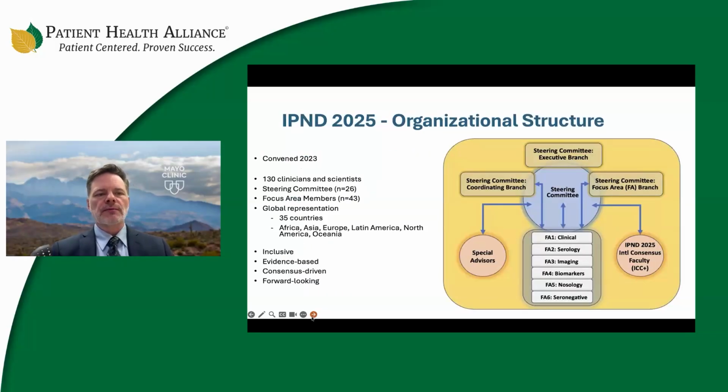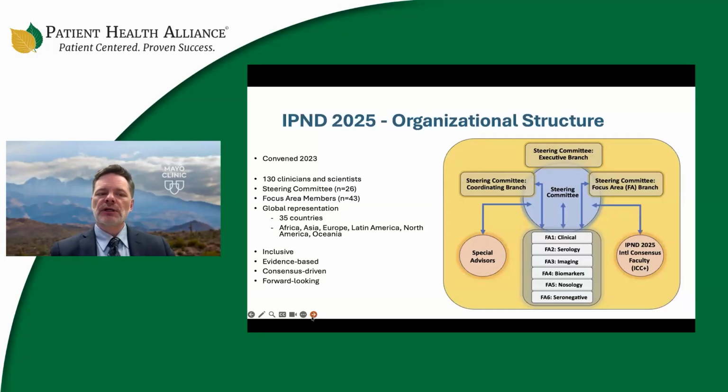This is the organizational structure of the current IPND panel called IPND 2025. It was first convened in 2023, and it consists of a number of different arms. At its core is a steering committee of 26 members, and it's supported by an additional 43 focus area members. Those focus area members are grouped into 6 fields relevant to the clinical science and biology of this disease. Their focus areas: 1, clinical; 2, serology; 3, imaging; 4, biomarkers; 5, nosology, or nomenclature; and 6, focusing on seronegative patients. We have global representation with members from more than 35 different countries.